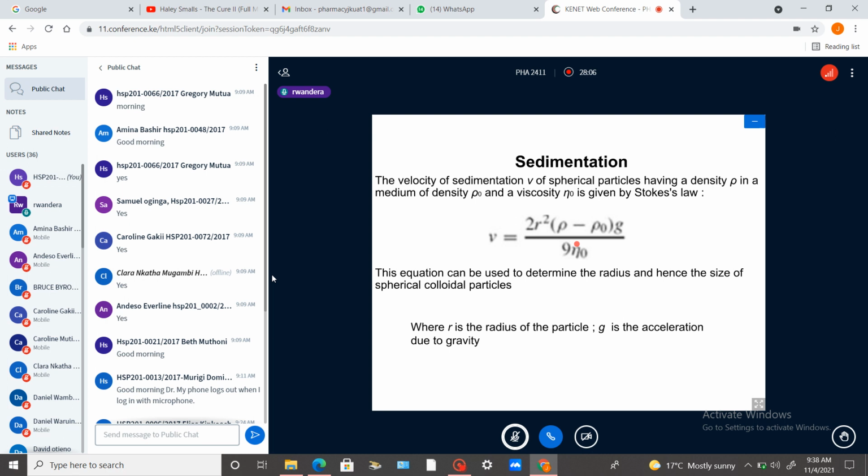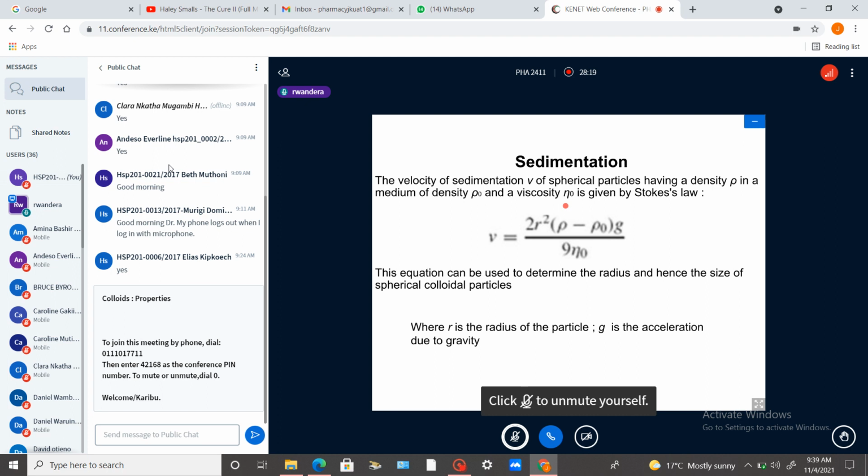Now, sedimentation arises due to gravity. So the velocity of sedimentation V of a spherical colloid having a density P in a medium of density P naught, and the viscosity of N naught, is given by the Stokes law. So you've all come across the Stokes law.